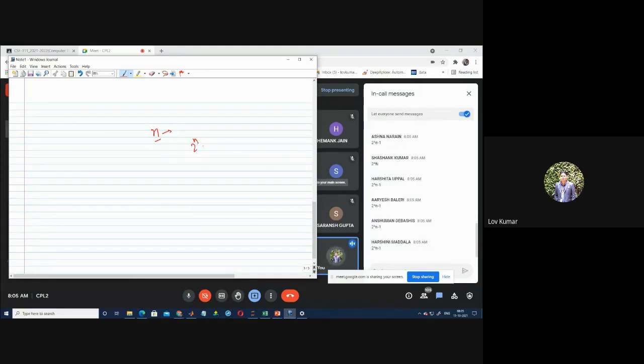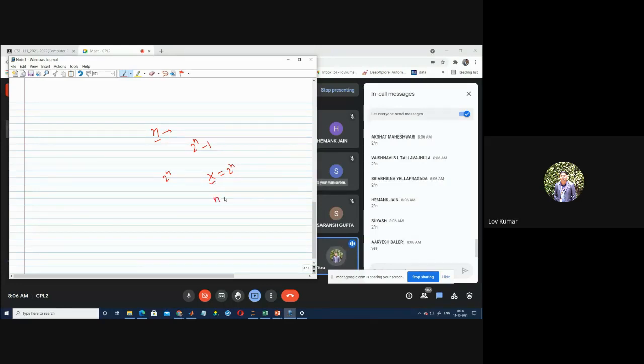2 to the power n minus 1. And what is the total number of values we can generate? 2 to the power n. Now, if we require x number of unique addresses, can we write x equal to 2 to the power n? With n bits, we can generate x unique addresses.